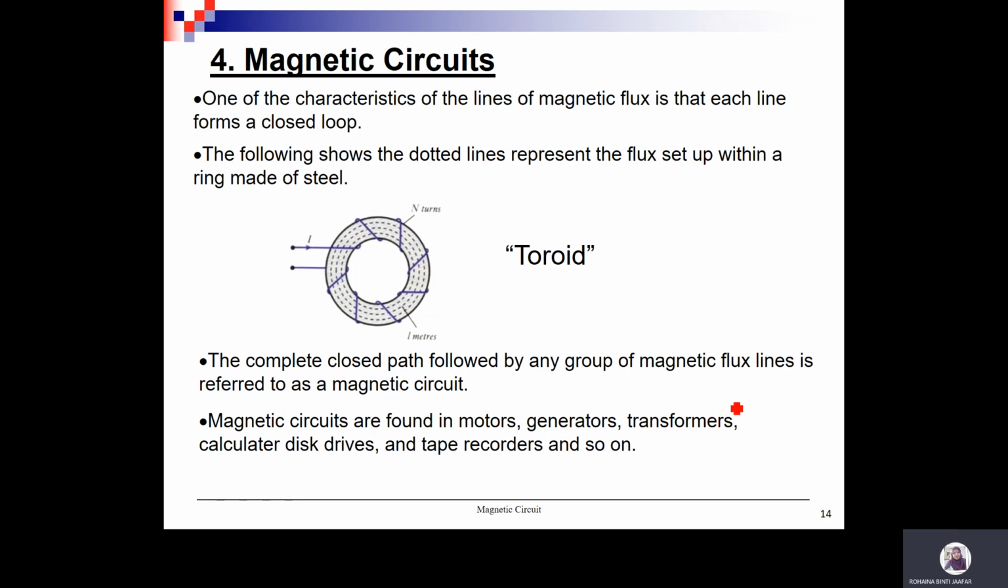Magnetic circuit. One of the characteristics of lines of magnetic flux is that each line forms a closed loop. So you refer to this diagram, or we call it a toroid. You can see the flux forms a closed loop. The complete closed loop followed by any group of magnetic flux lines is referred to as a magnetic circuit. So magnetic circuits are normally found in motor, generator, transformer, and tape recorder. So these are a few applications using magnetic circuit.